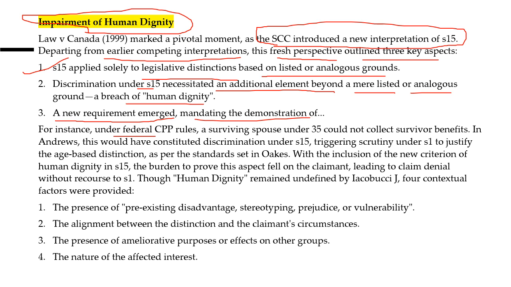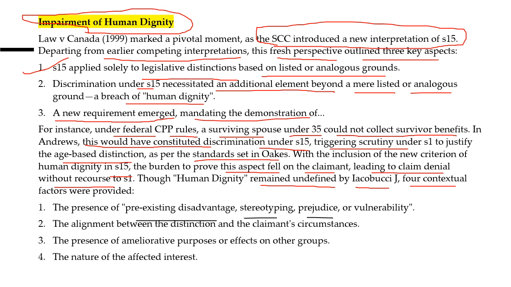So for instance, under federal CPP rules, a surviving spouse under a certain age could not collect a survivor benefit. In Andrews, this would have constituted discrimination under section 15, triggering scrutiny under section 1 to justify the age-based distinction as per the standard set in Oakes. With the inclusion of the new criterion of human dignity in section 15, the burden to prove this aspect fell on the claimant, leading to claim denial without recourse to section 1. Though human dignity remained undefined by the court, four contextual factors were provided: presence of pre-existing disadvantage, stereotype, prejudice, vulnerability.